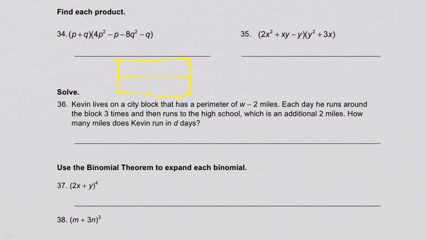So for example, you would multiply p plus q. You would put p plus q on this side, and then you would put 4p squared, negative p, and negative 8q squared, and then negative q here, and then you would fill in all the boxes to multiply. Okay, that's another way that you could do it.